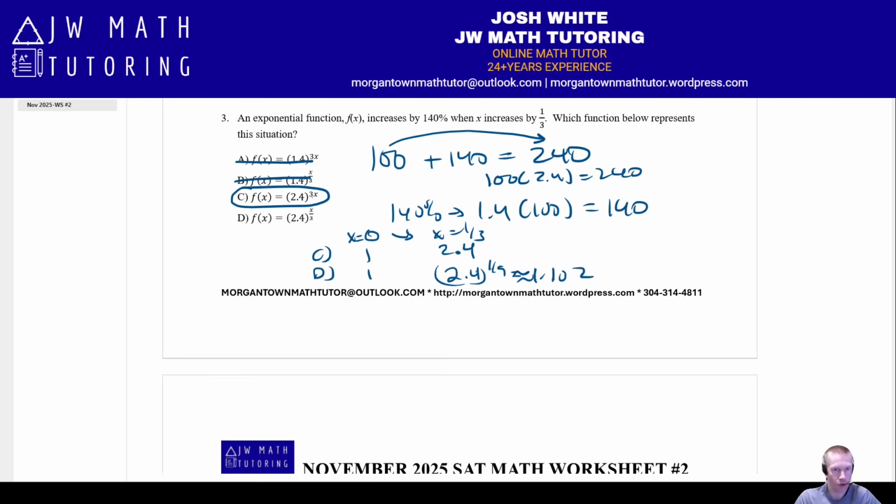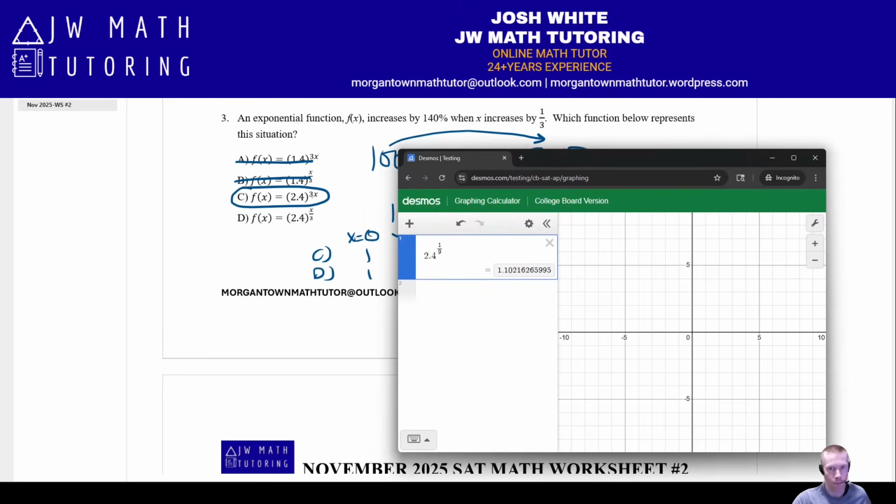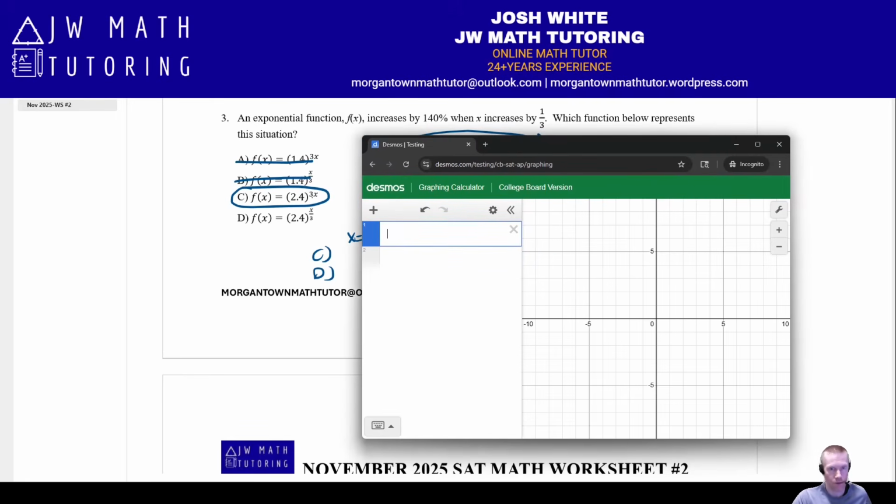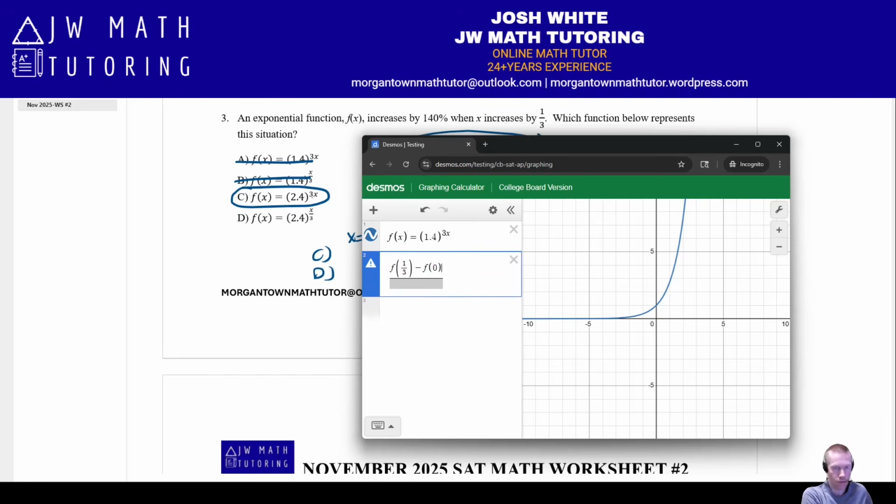Now, I'm going to show you an alternate way that you could do this in Desmos as well. What you could do in Desmos is start and go through each function one at a time. It's actually not going to take that long. So I'm going to type in the first function. Then I am going to find the percent increase when I increase my x value by 1/3. So in other words, I'm going to do f of 1/3 minus f of 0 divided by f of 0. This is the formula for percent increase, and of course I'm going to multiply it by 100.